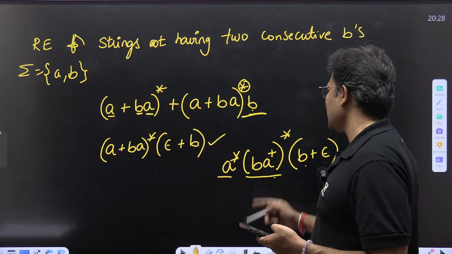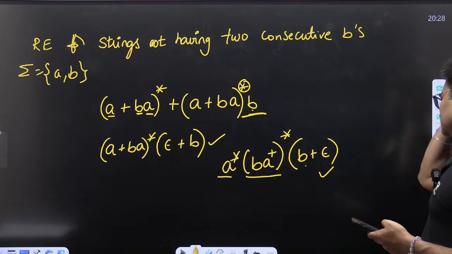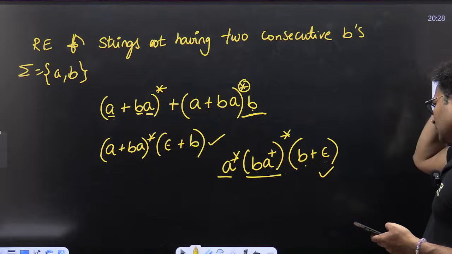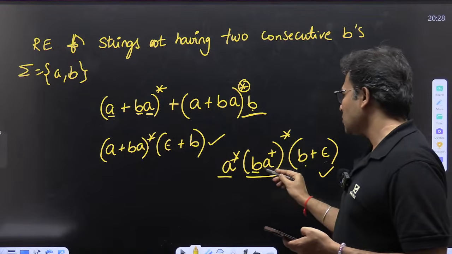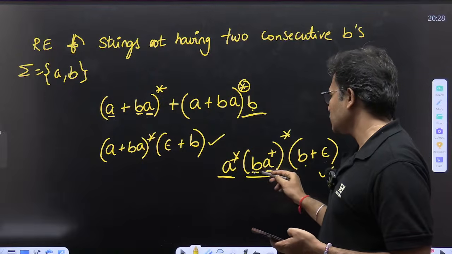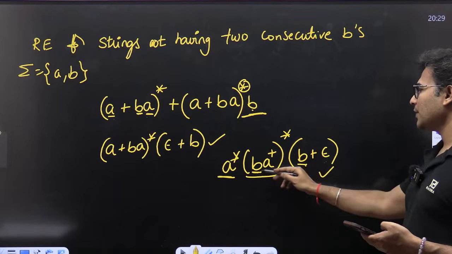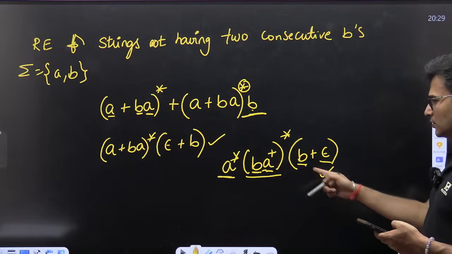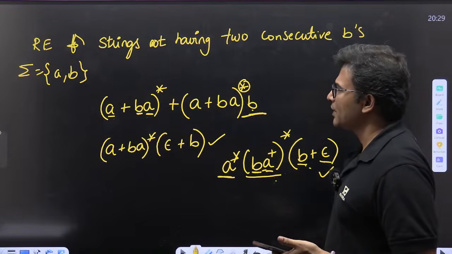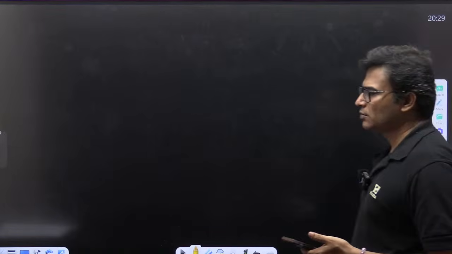I think this is right. Just check it once. I feel that this is right. This is also right. Because whenever B comes, it is always followed by A. It can start with A or it can start with a B. And it can end with a B or it can end with an A. I think this is also right. But you please verify. Sometimes it is very difficult to analyze a regular expression even for me. You verify that.